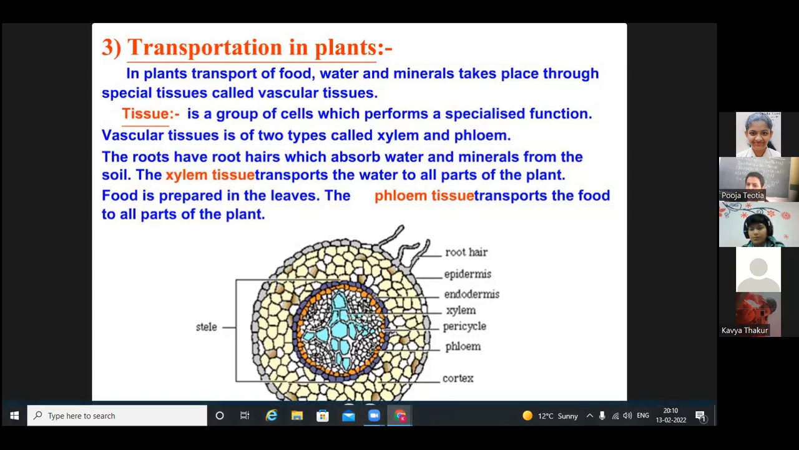So in this way, the transportation system takes place in plants and animals. So the whole chapter we have read through these slides. I hope it is clear to you now. If anything is not yet understood, kindly let me know. After that, we'll be sharing the assignment with you.